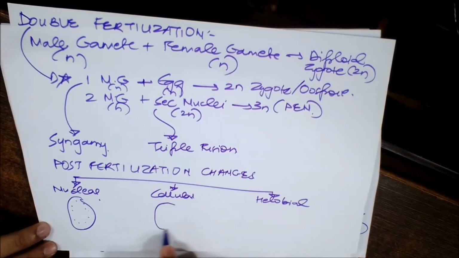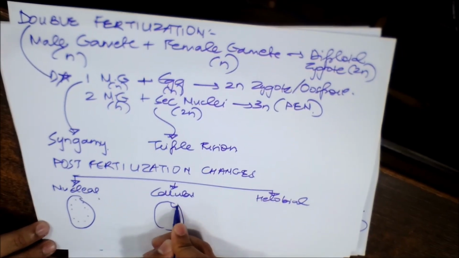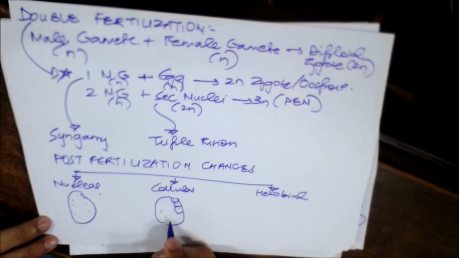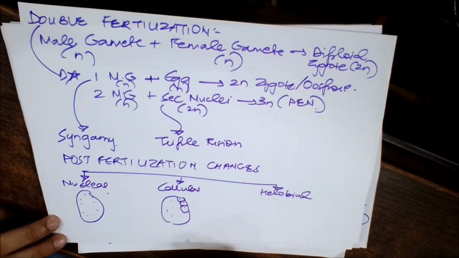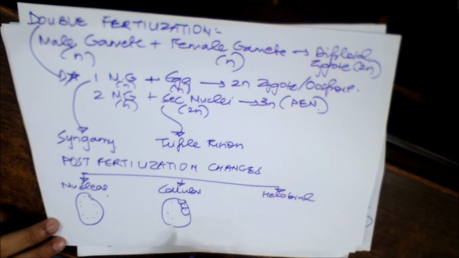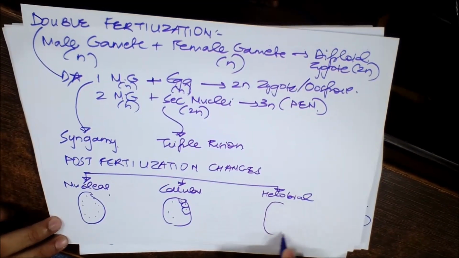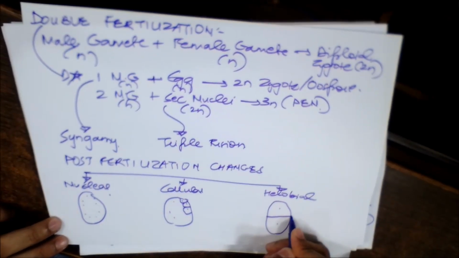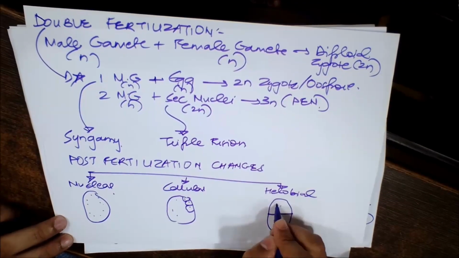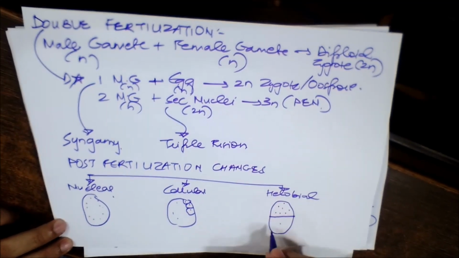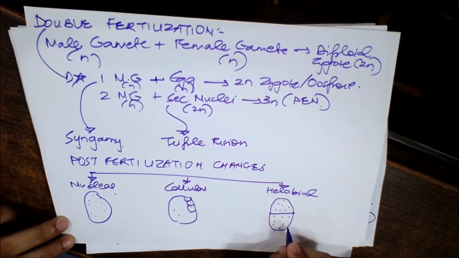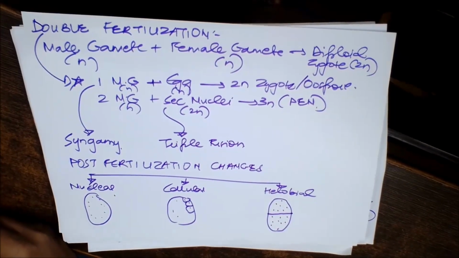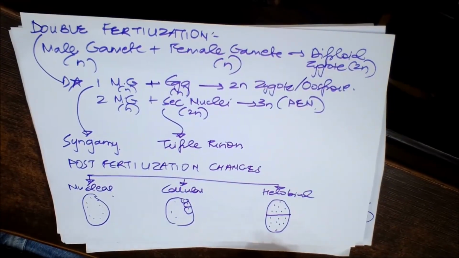While in the cellular type of endosperm, the division of nuclei as well as the formation of cell walls takes place simultaneously throughout the endosperm. This is the cellular type of endosperm. While in the helobial type of endosperm, the first nuclear division is followed by the formation of a cell wall. However, the subsequent nuclear divisions merely show the division of nuclei, but are not followed by cytokinesis or the formation of cell walls. So these are the 3 types of endosperms.